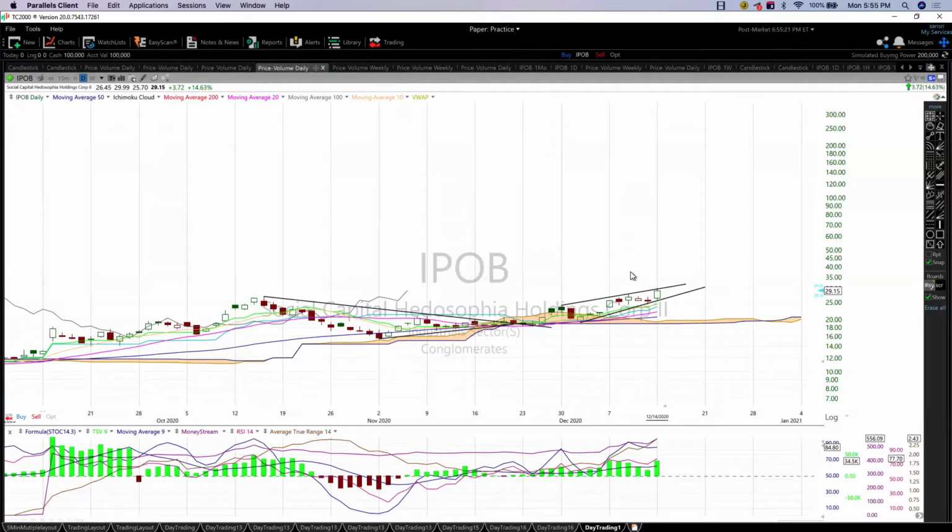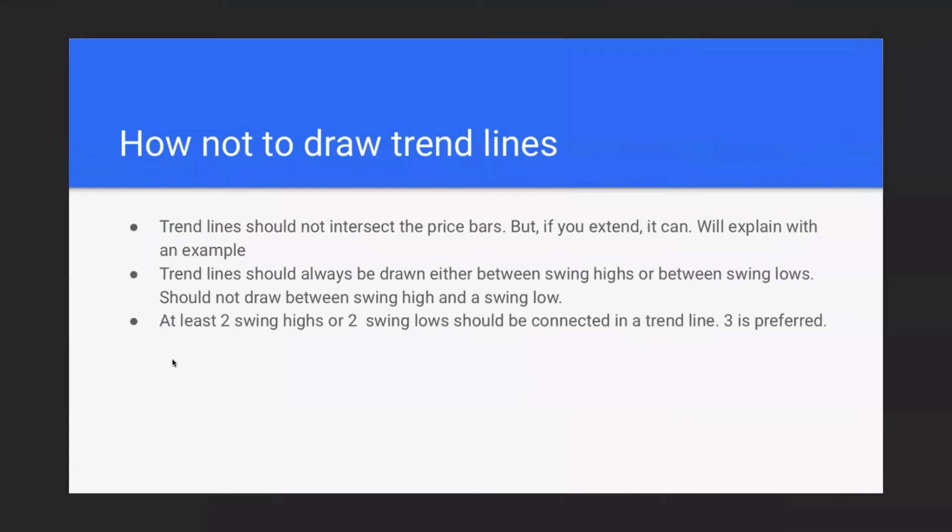Number 1, never intersect the price bars when you're connecting 2 points. Then number 2, always draw between the swing highs. Number 3, don't combine, and try to get at least 3 points if possible, okay? So now let's go back to our slide. So we talked about how not to draw trend lines, right?